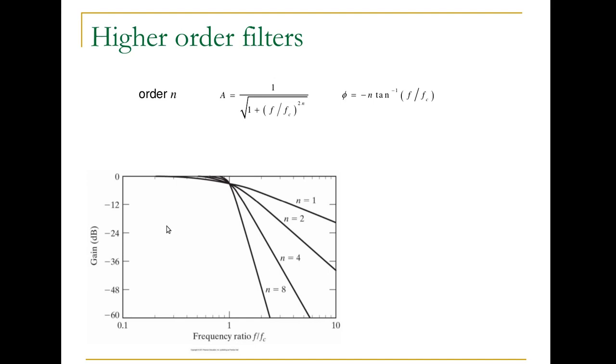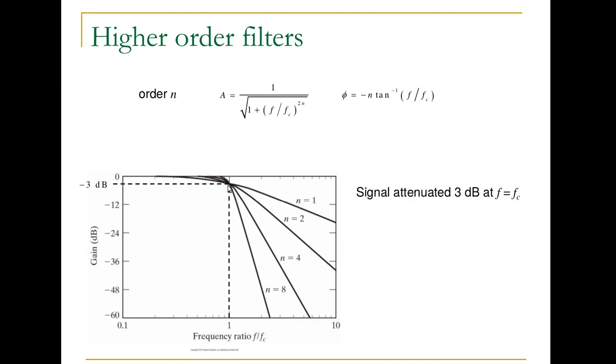This plot shows the gain in dB versus the frequency ratio, the input frequency divided by the cutoff frequency, and the different lines show the different orders for the filters. The first passive filter we looked at was a first order, and then we looked at 2 that were cascaded, so that was the second order. We could have even more to get higher order. And you can see that the attenuation has a steeper slope the higher order filter you use.